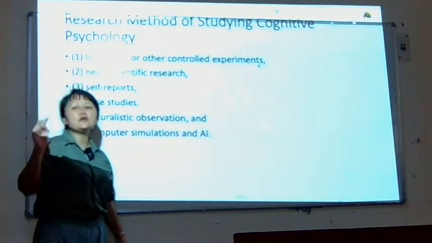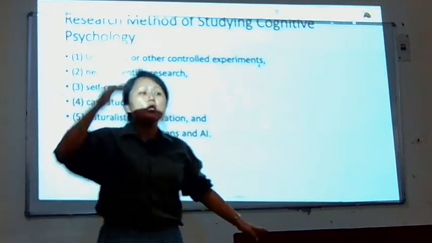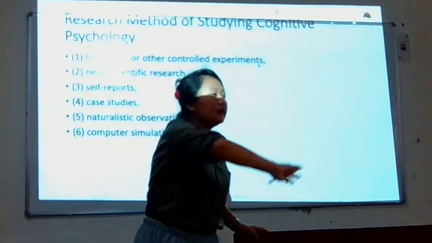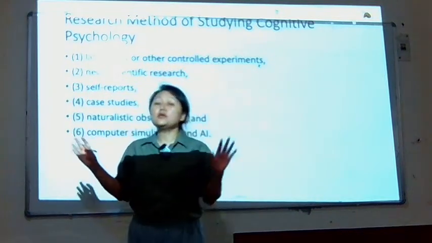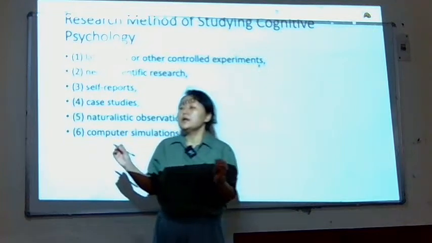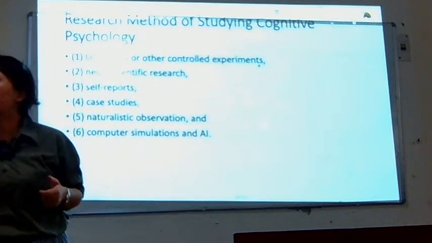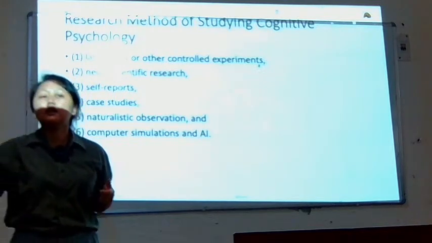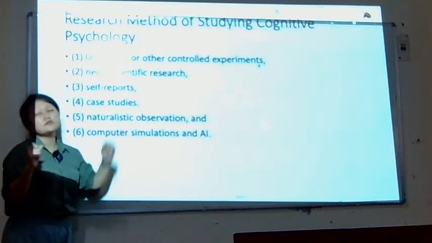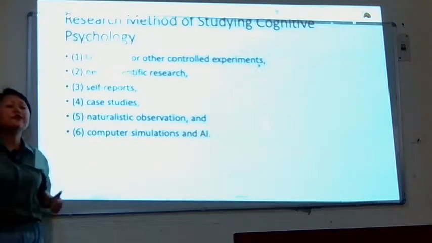Naturalistic observation. How does naturalistic observation work? You simply view them in the natural environment. You make your observation and you study. This is similar to some ethnographic study also. So naturalistic observation is something that is very frequently used.